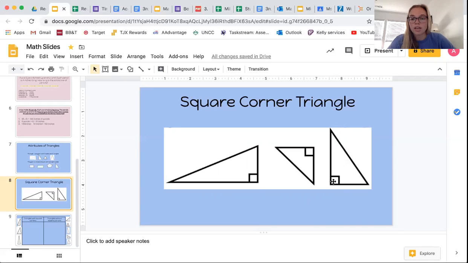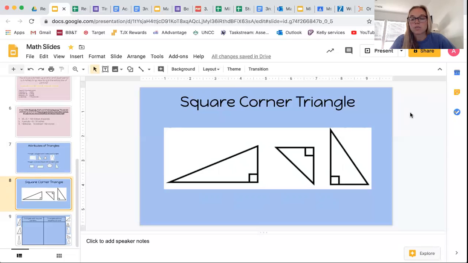Oftentimes, if you have a piece of paper with you and you're trying to figure out if it's a square cornered triangle or not, you can put a piece of paper in there, and if it lines up perfectly, then you know that it is a square corner triangle. So in your practice problems today, you will be sorting triangles, and they will be sorted based on if they do have a square corner or if they don't.